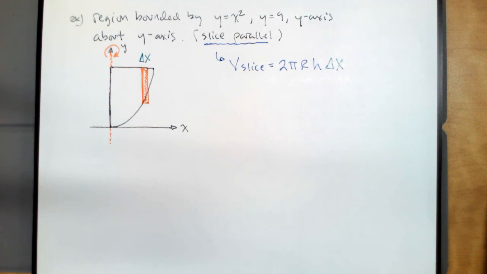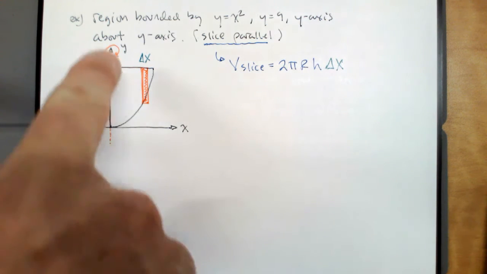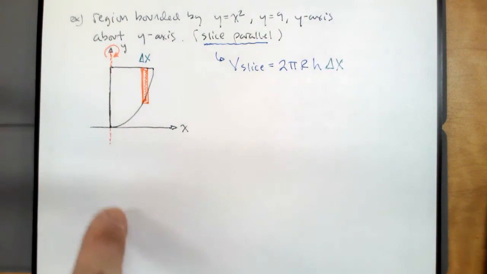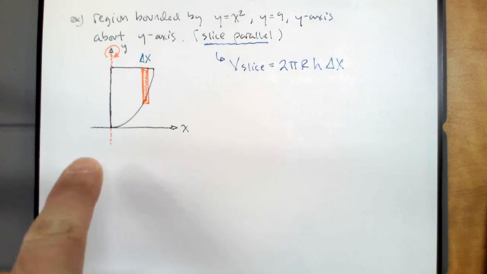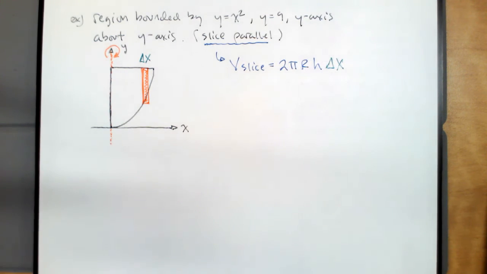I chose my strategy, slice parallel. I wrote down my volume, 2 pi times the radius times the height times the delta variable. I looked at my image, I saw that the axis was vertical. The equation for the axis of rotation is x equals 0, so I'm going to be using a delta x.